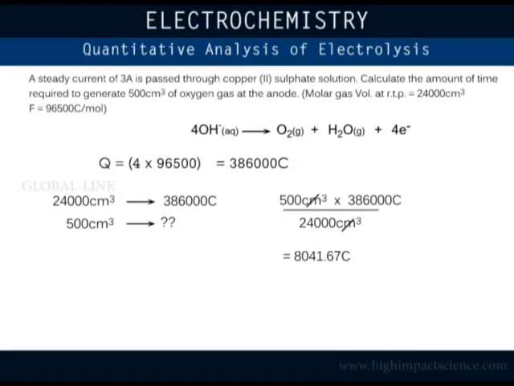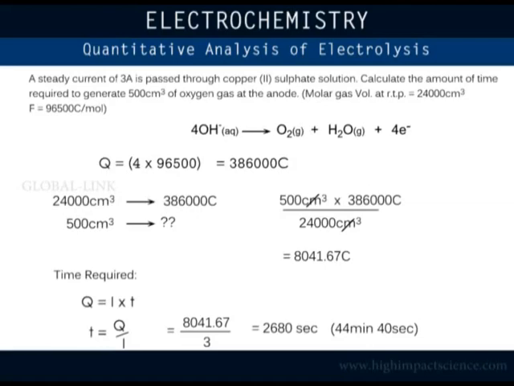And so, with a current of 3 amperes, how long do you need to pass 8,041.67 coulombs? Q is equal to IT, and so T is equal to Q over I. That is 8,041.67 divided by 3, and that gives us 2,680 seconds, and that is equal to 44 minutes and 40 seconds.